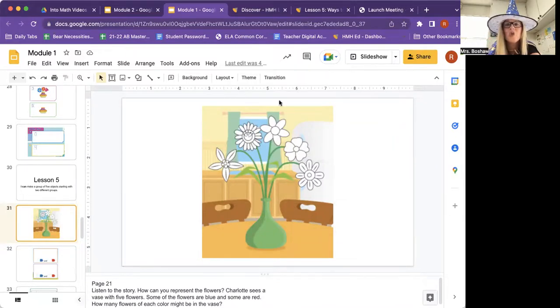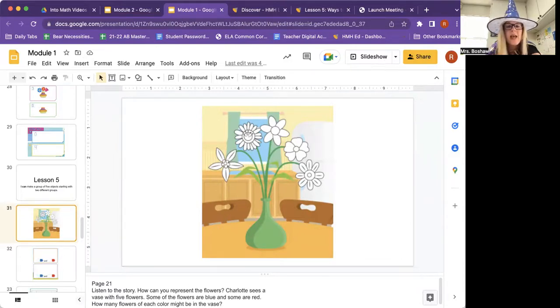All right, you're on page 21 in your book today. And how do we write 21? 2 and then a 1. So look in the bottom corner of your paper for that number. All right. And the picture should look like this.